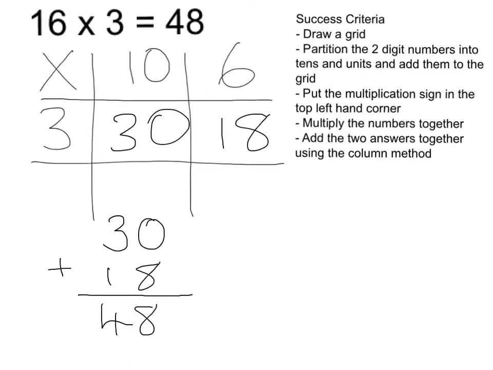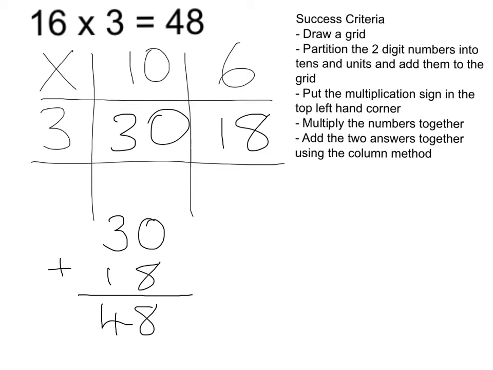Here is another example. Take a look at the success criteria. First of all, I drew a grid. Then I partitioned the two-digit number into tens and units and added them to the grid. So I partitioned 16 into 10 and 6. I put the multiplication sign in the top left-hand corner to remind me which operation I'm doing.